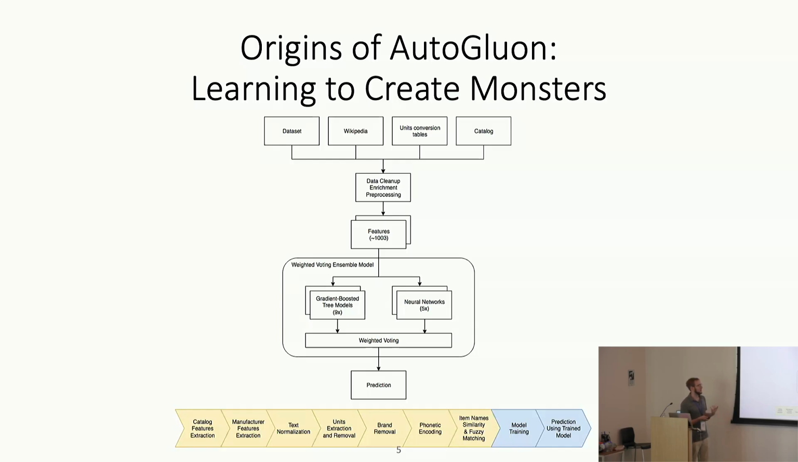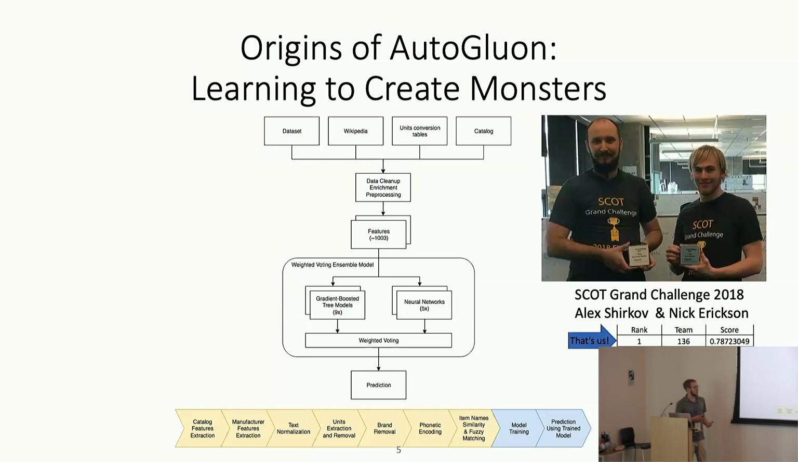And then on top of that, we made a weighted ensemble model inspired by what was happening on Kaggle, with gradient boosting tree models and neural networks and all this stuff, which finally led to the final prediction. And this ended up being the first place solution by quite a large margin.